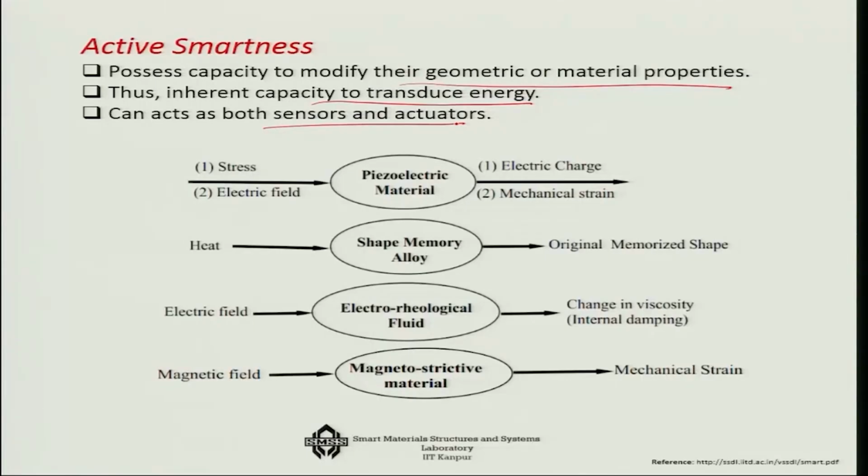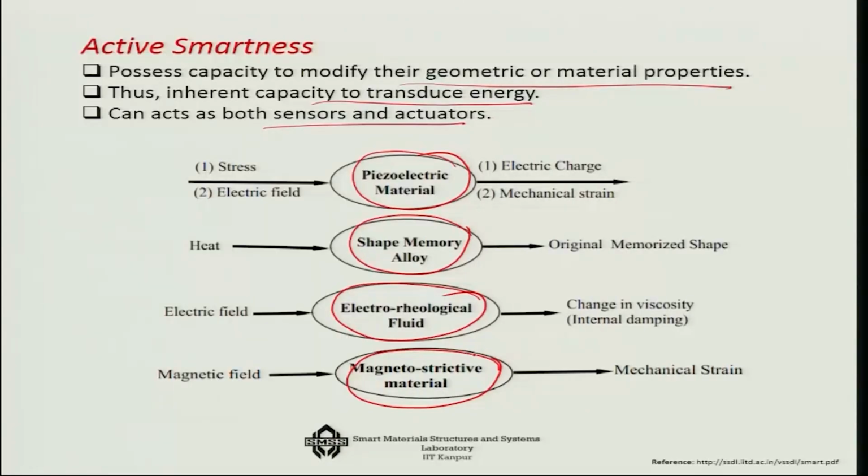Now, the four very important materials which are used in the group of smart materials almost on a regular basis are piezoelectric material, shape memory alloy, electrorheological fluid, and magnetostrictive material.